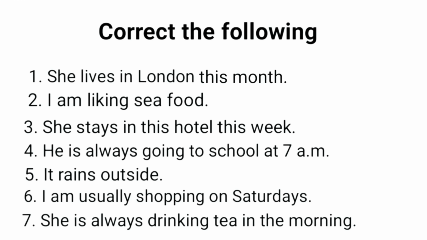As you have seen the comparison between these two tenses, now it's time to do practice exercises. In this exercise, there are mistakes in the sentences and you have to correct them. I'll do some of them. Number 1, "She lives in London this month." This month indicates that it is a temporary situation. So we have to use present continuous tense and the correct sentence is "She is living in London this month."